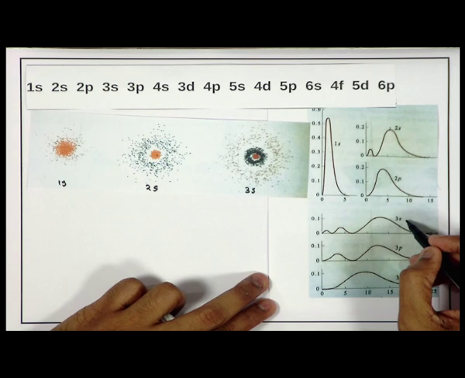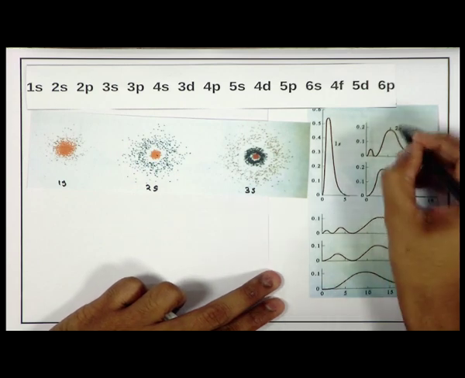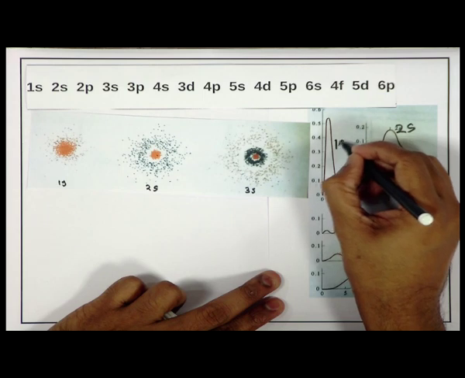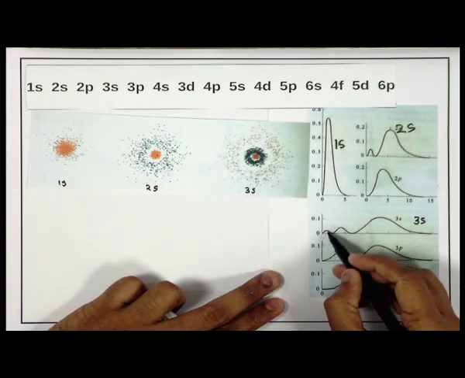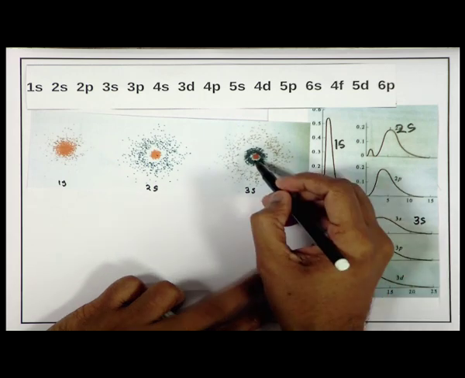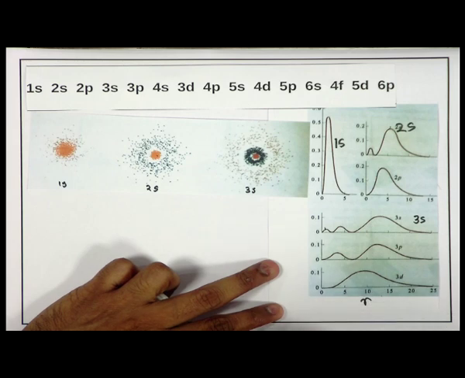Similarly, this is for 3s. So, this is for 3s, this is for 2s, this is for 1s. For 3s, you see 3 different peaks. One is probability density at a smaller value of r, where the x axis is r, which is the distance between the electron and nucleus.